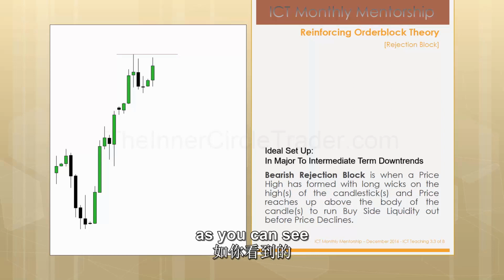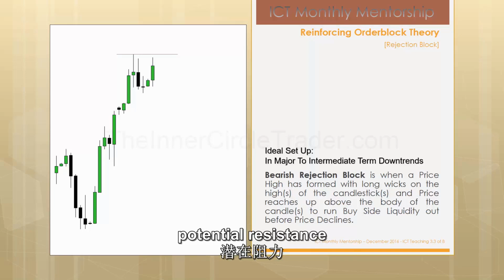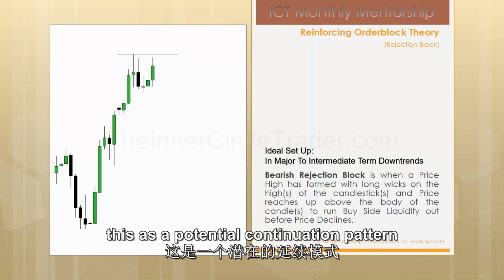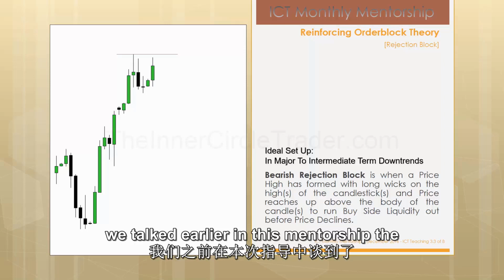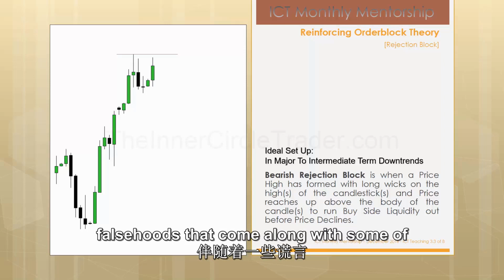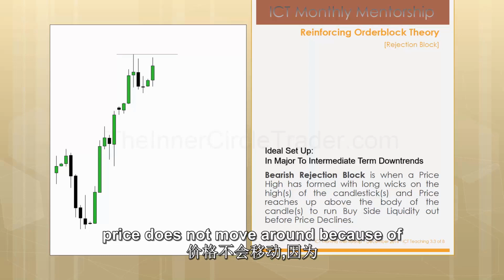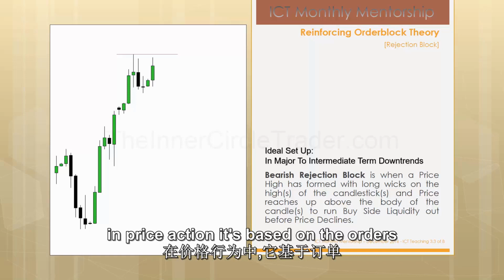As you can see, there are several wicks here forming potential resistance. Now, a classic chartist would look at this as a potential continuation pattern in the form of a bull flag. We taught earlier in this mentorship the falsehoods that come along with some of the classical chart patterns. Price does not move around because of animal patterns or supposed geometry in price action. It's based on the orders.